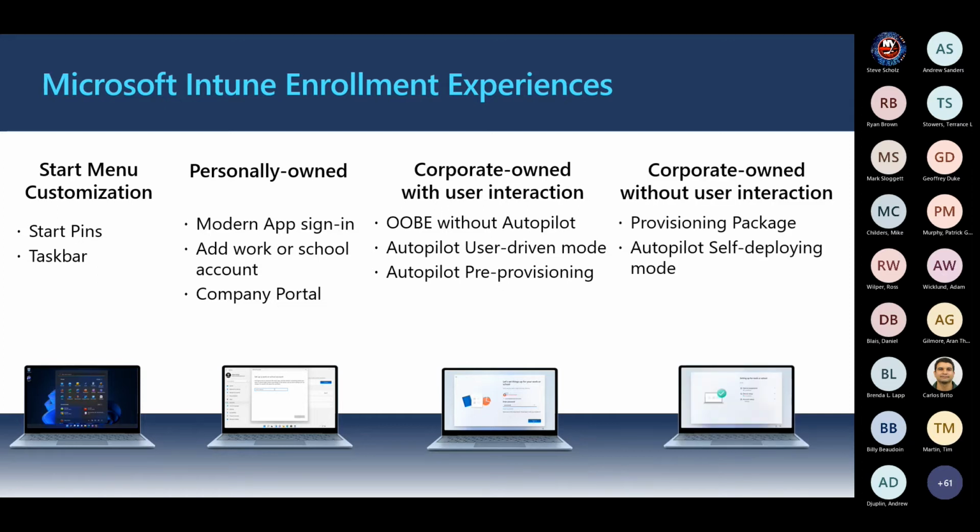And we ended with the corporate-owned enrollment scenarios without user interaction. The first one we completed was the provisioning package, where we pre-cached some applications and configured a few settings. And we finished with an Autopilot self-deploying mode combined with the configuration of the enrollment status page to ensure that the user had the set of apps and policies pre-configured before they were able to use their computer effectively.